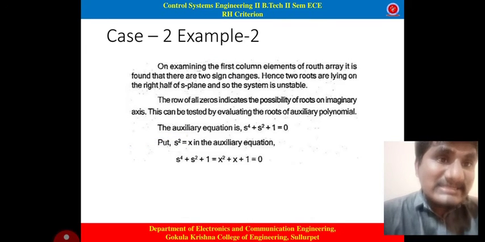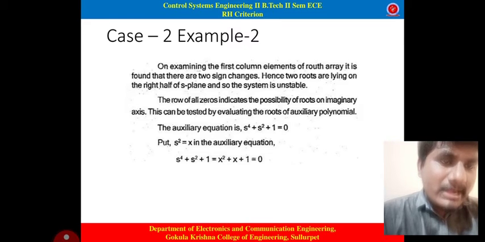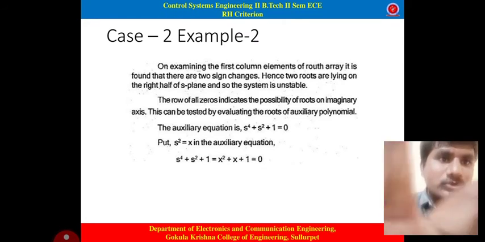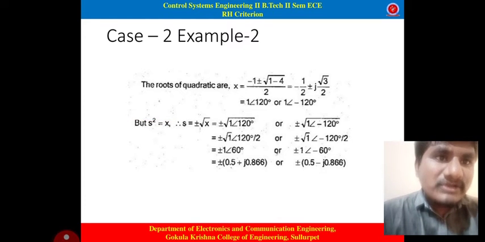So now what is the auxiliary equation? The auxiliary equation is s^4 + s^2 + 1. Okay, so we are making that equal to 0, then we are trying to solve that. For that we are substituting x in place of s^2. So we will be getting x^2 + x + 1 = 0. Then the roots of x become 1 at an angle of 120 degrees and 1 at an angle of minus 120.